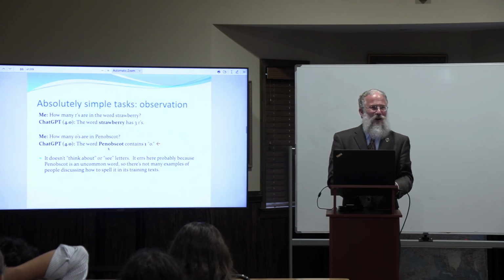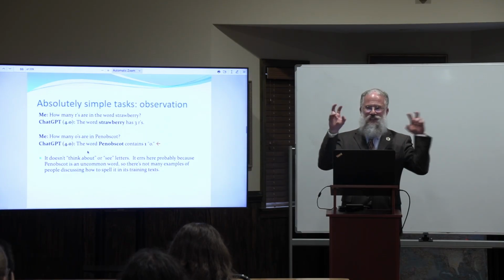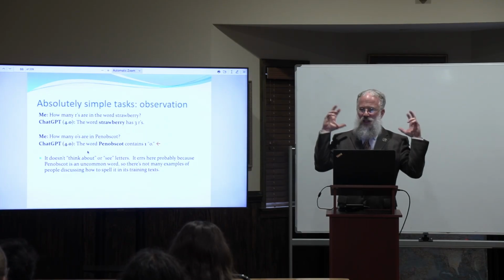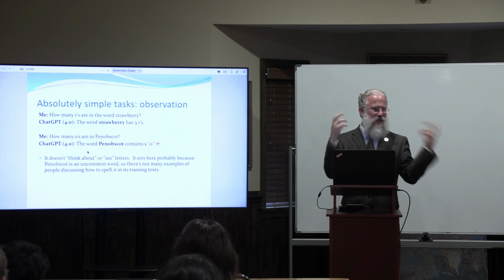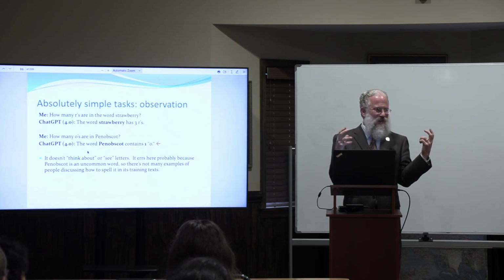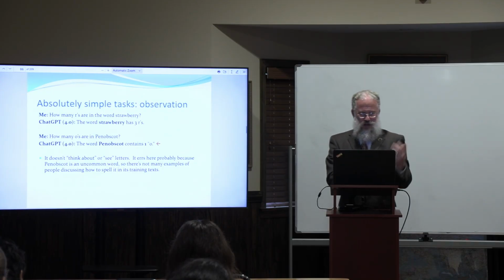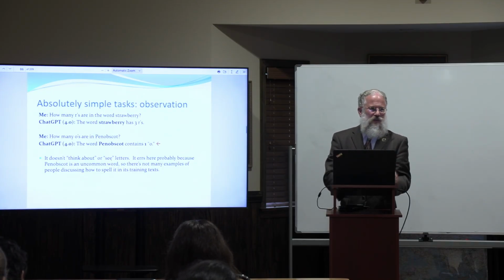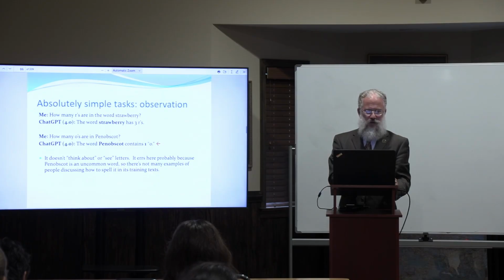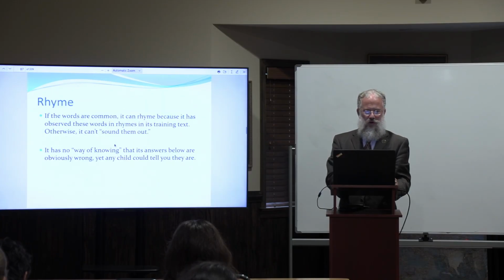Why can't it count how many O's are in this word that I just typed in? Because it doesn't think or see letters. It's doing something totally different when it grinds this text and turns it into digits. It doesn't have the letters anymore. We'll talk more about that if you come to part 2. And so it errs here because Penobscot's an uncommon word. You get it outside of its safe little paddock and it easily fails at something that even a child could do: count letters in a word.